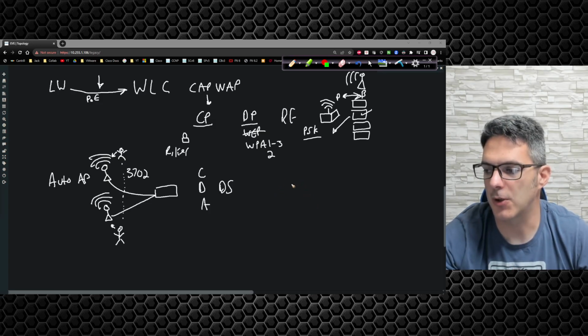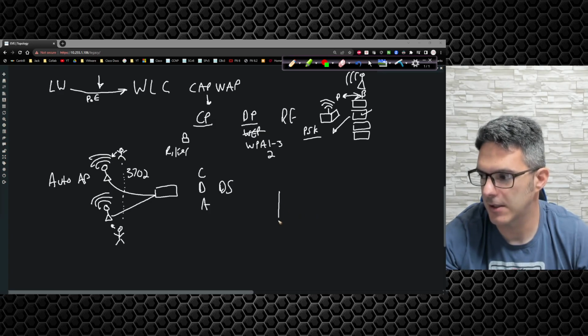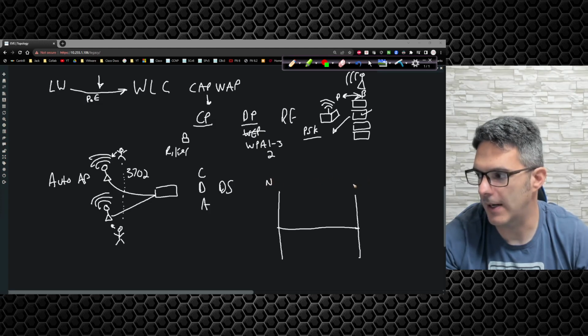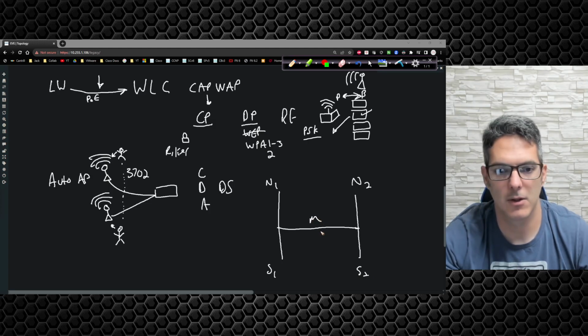And so let's say you have a wing of a hospital. Let's say the hospital looks like a giant H, right? So you have an H here, and then you have the wings: you have North 1, North 2, South 1, South 2, then you have the main wing.